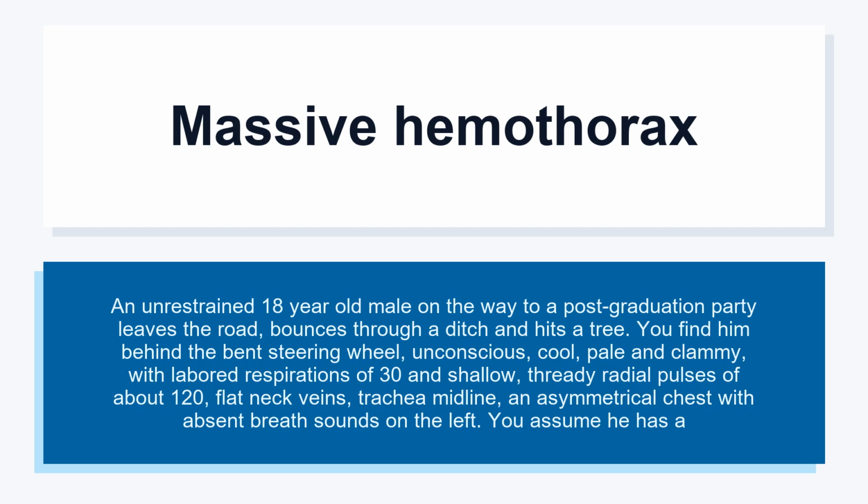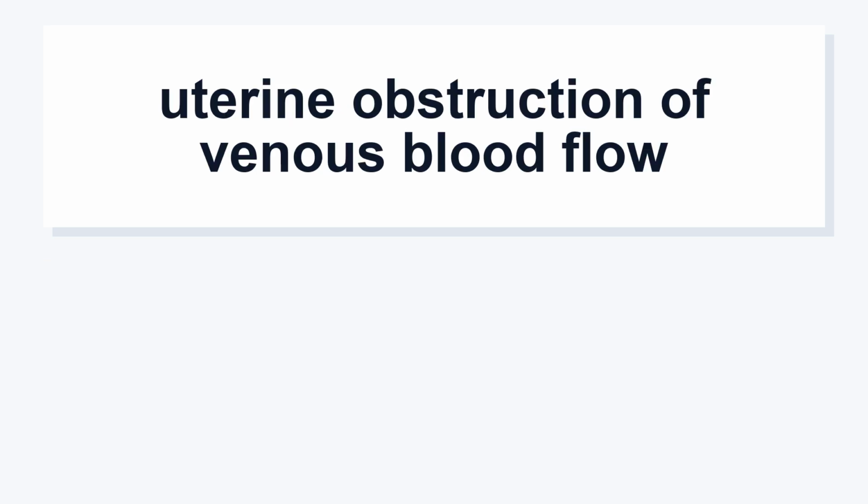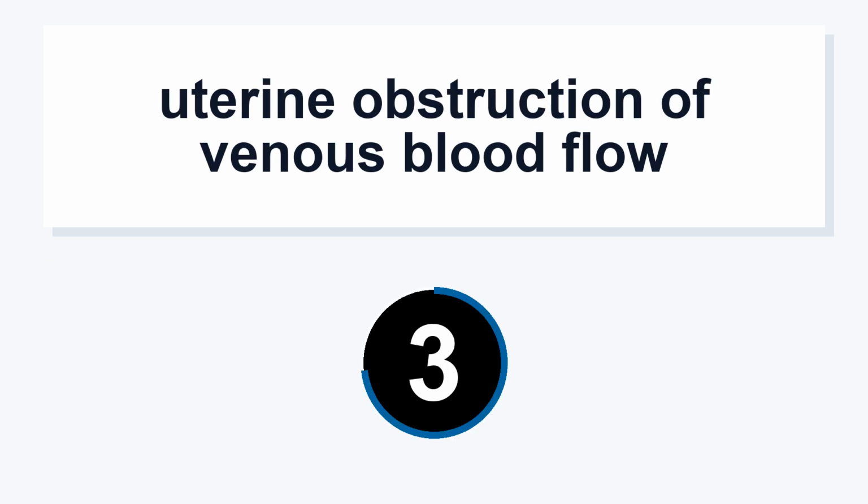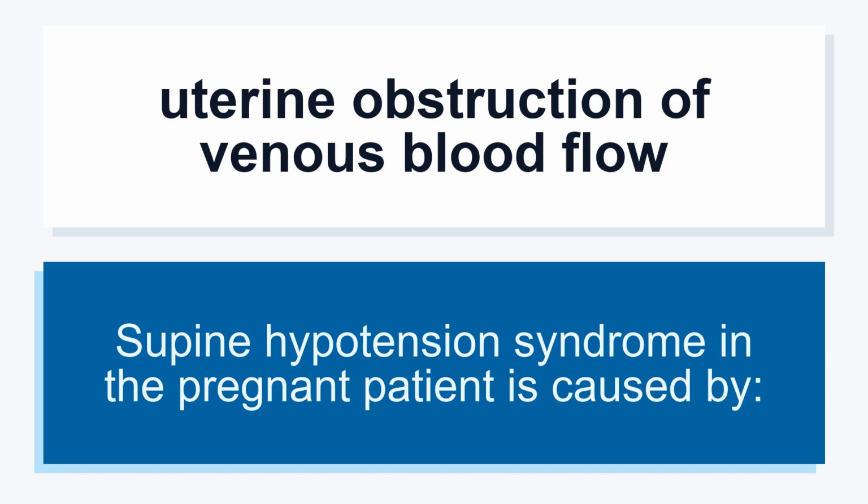An unrestrained 18-year-old male on the way to a post-graduation party leaves the road, bounces through a ditch and hits a tree. You find him behind the bent steering wheel, unconscious, cool, pale and clammy, with labored respirations of 30 and shallow, thready radial pulses of about 120, flat neck veins, trachea midline, an asymmetrical chest with absent breath sounds on the left. You assume he has a uterine obstruction of venous blood flow.